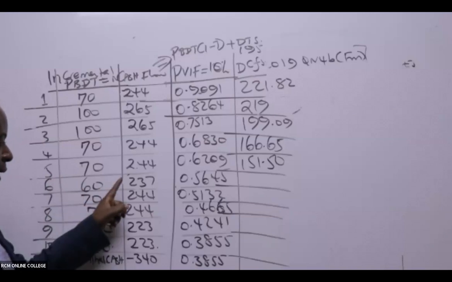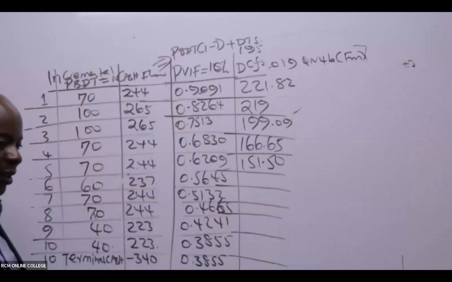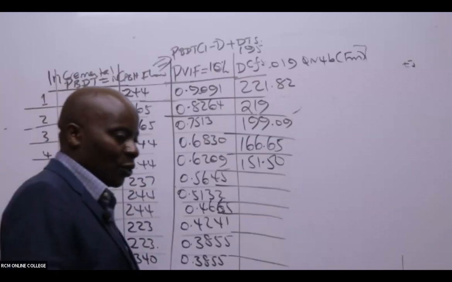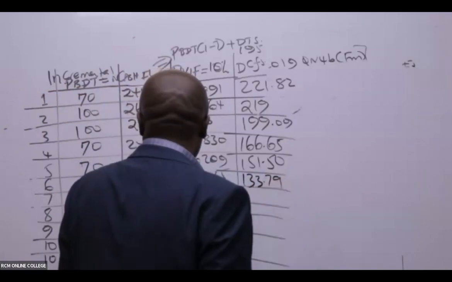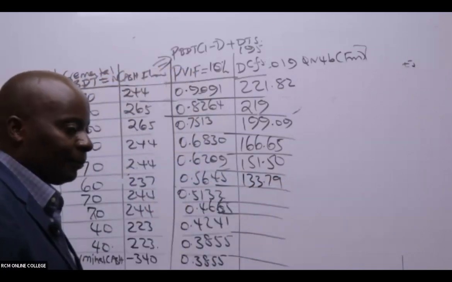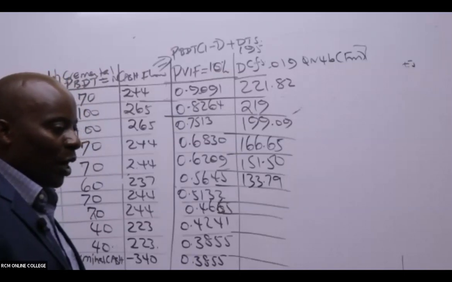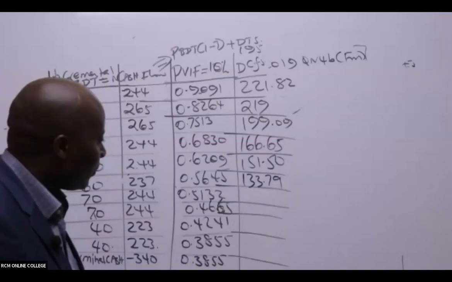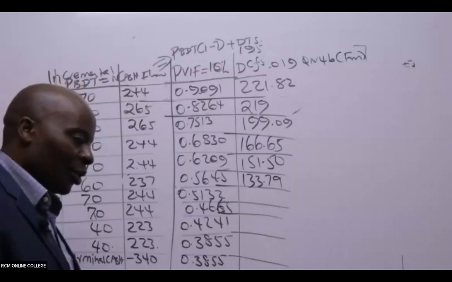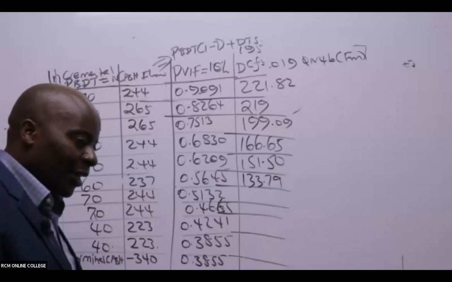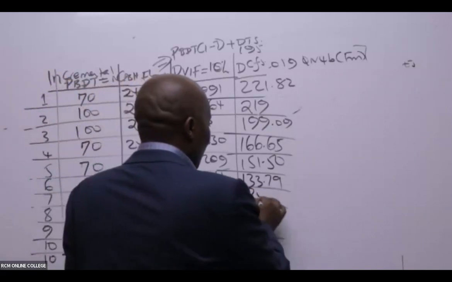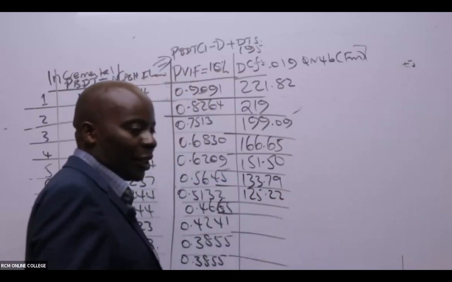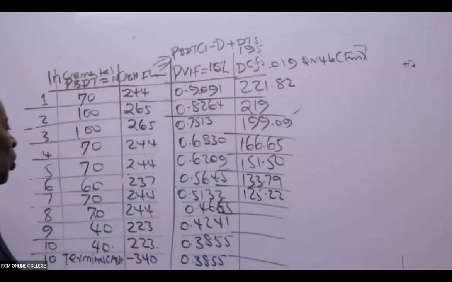Year number 6, you're taking this and this. Year number 6, 133.79. Then we take 244 times this. Let me go slow here. 125.22. This is the correct answer. We are almost there.